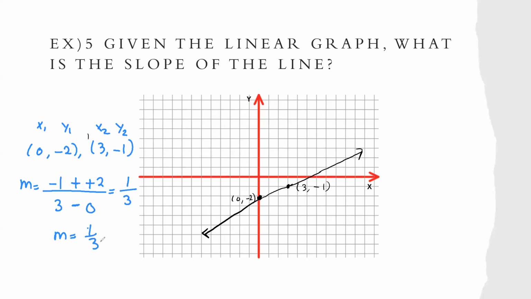That does make sense because it's going to the right. And you rise 1 and you run 3. So if you don't believe me, what you could do is start at 0, -2 and then determine if you rise 1 and go 3 units to the right, you'll have a point on the graph, which is true.